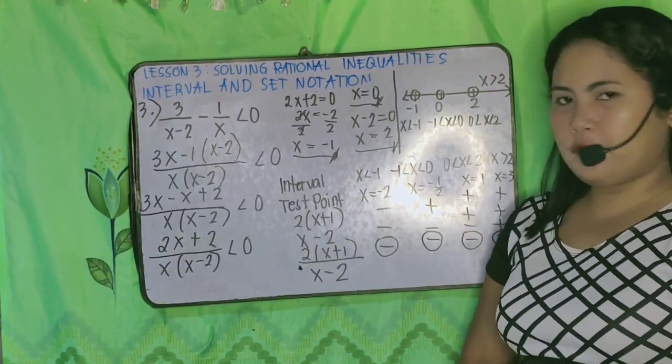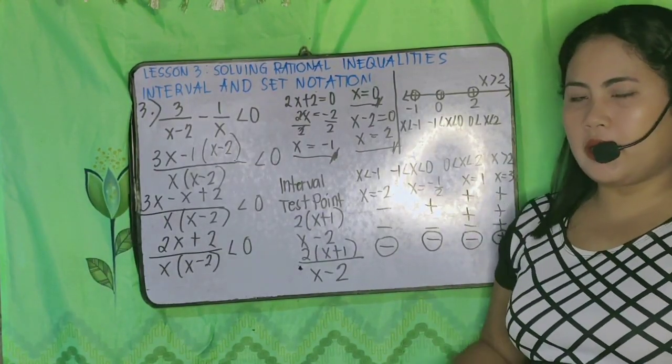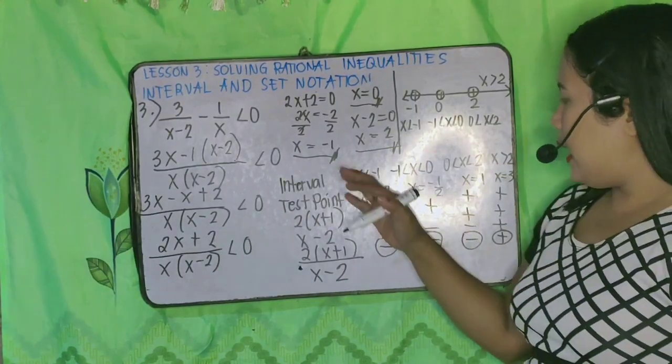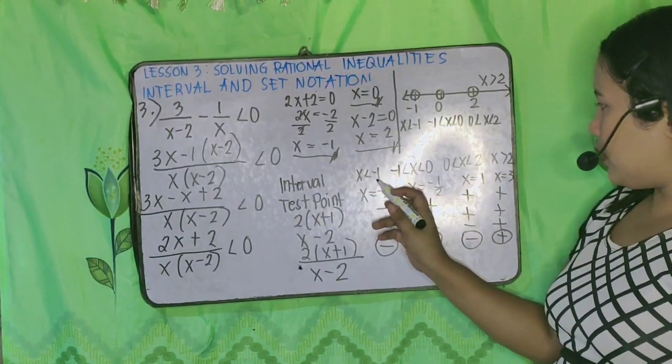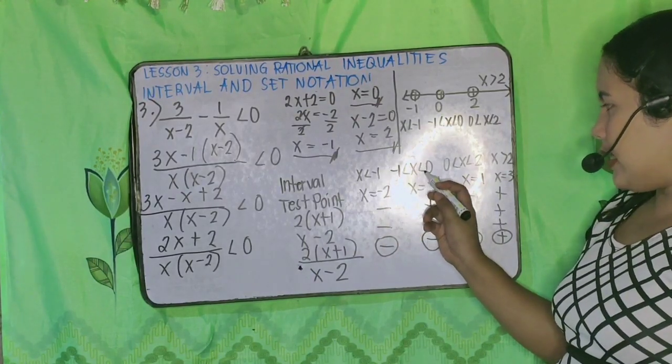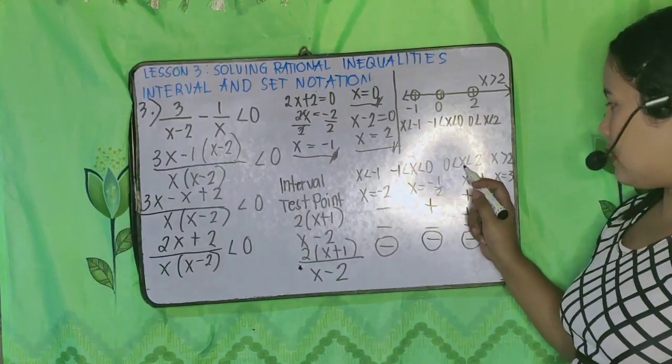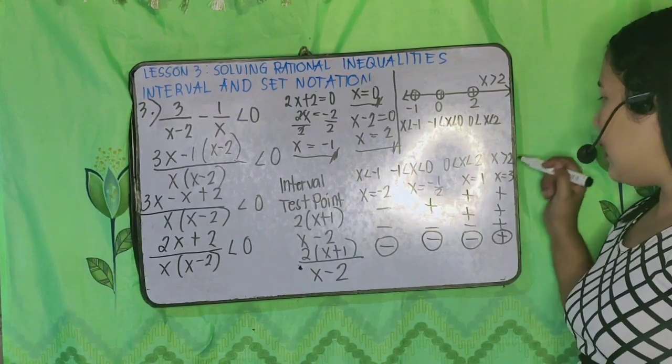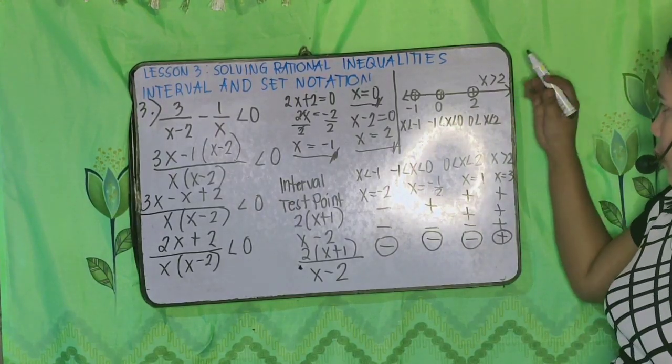Proceed to step number 4, which is make a sign table. Okay, so, write the 4 intervals, which is x is less than negative 1, negative 1 is less than x but x is less than 0, then 0 is less than x but x is less than 2, then x is greater than 2. Okay po, so ito po siya sa taas.